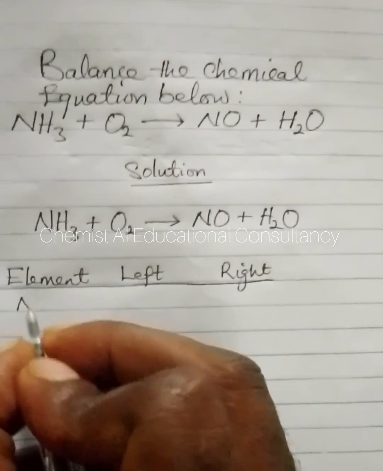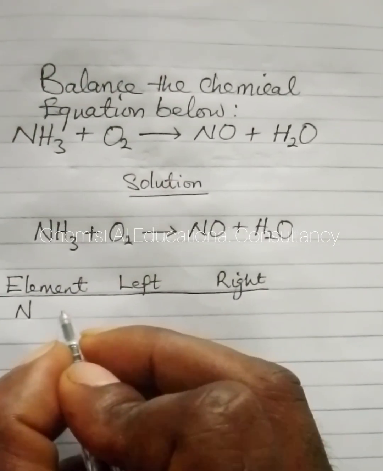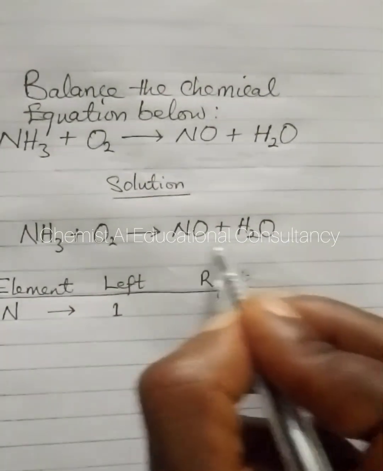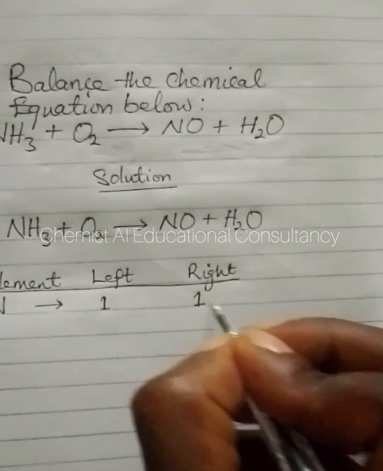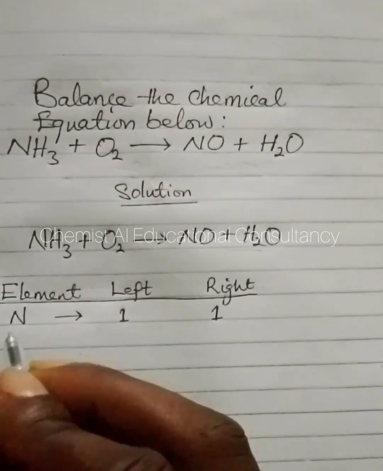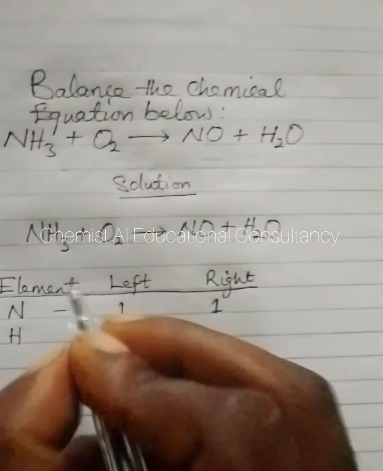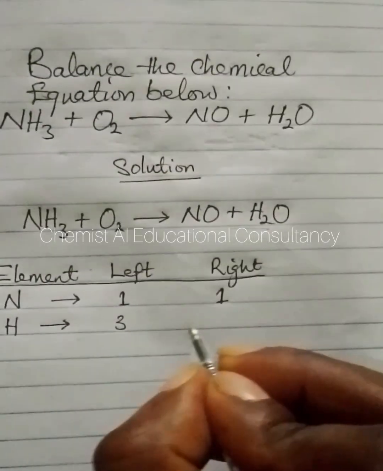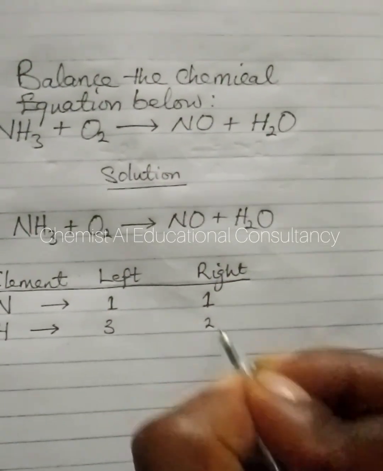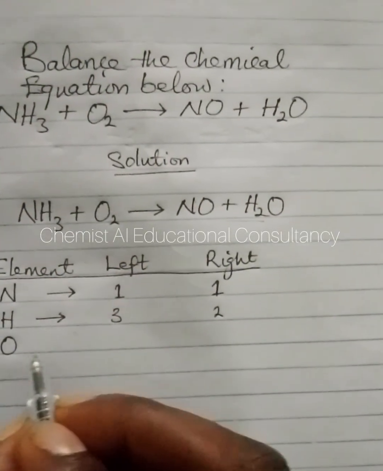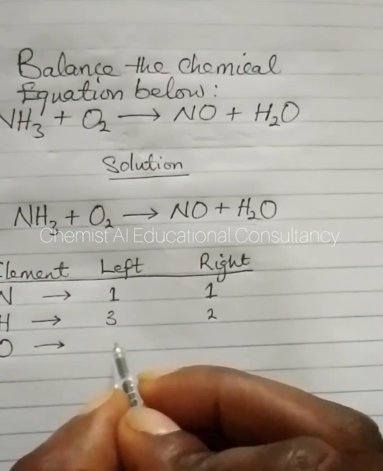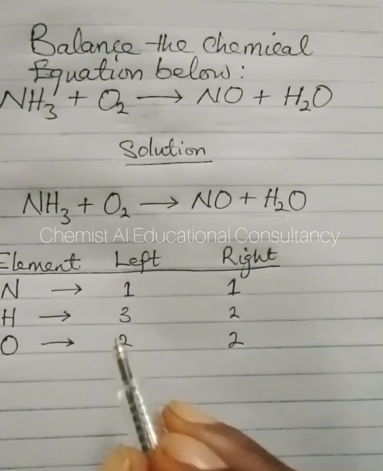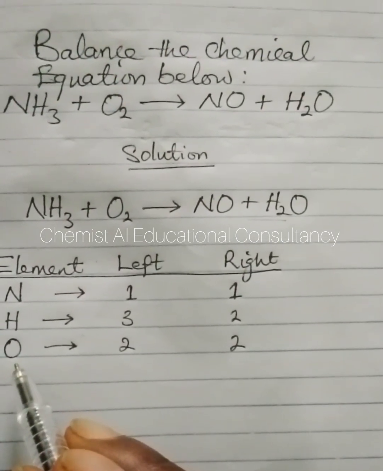The first element there is nitrogen, and at the left, the nitrogen atom is only one in ammonia. And at the right, it is also one in nitric oxide. So nitrogen is balanced for now. We go to the second element, hydrogen. Hydrogen is 3 in number in ammonia, and it is only 2 in water at the right. So the next element is oxygen. Oxygen is 2 in number at the left and also 2 at the right. So it seems that nitrogen and oxygen are balanced, but hydrogen is not balanced.